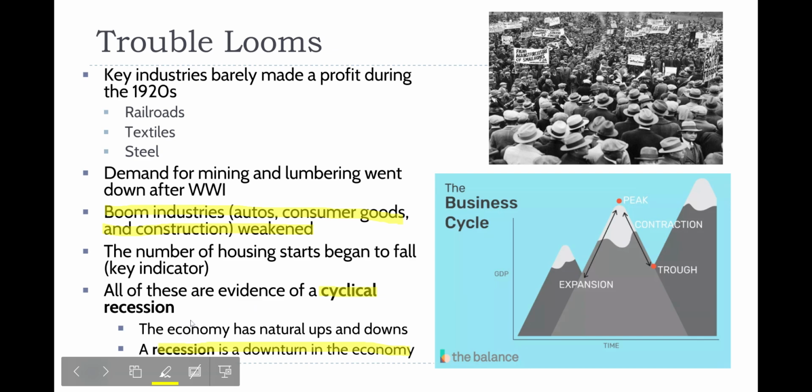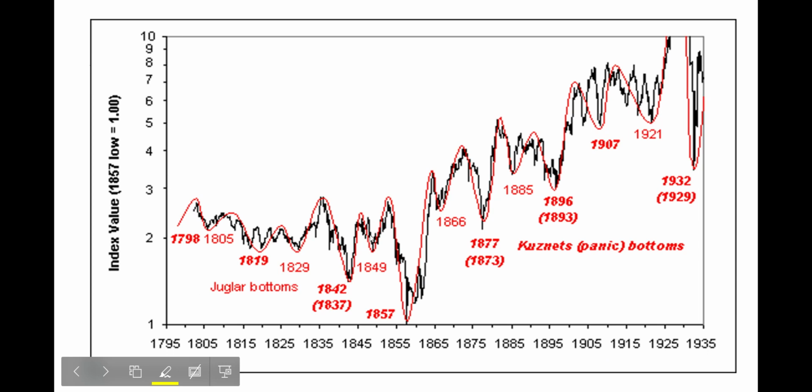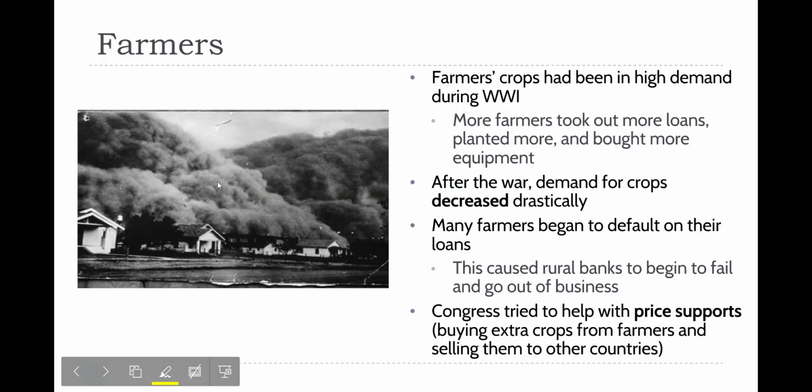You can slow it down and make it not so bad once the contraction happens, but it's just a natural cycle of capitalist economies. Here's an example of various booms and busts throughout history. You can see there's a very big growth in the economy in the 1920s, but then it went way back down. But that's happened a lot throughout history.